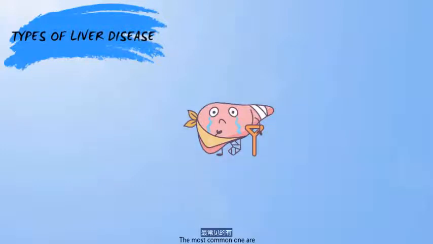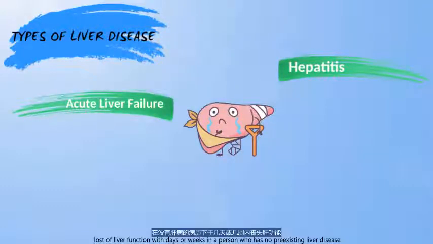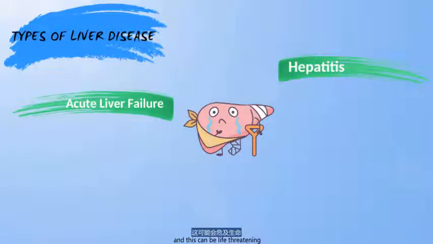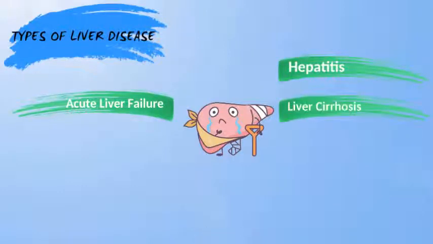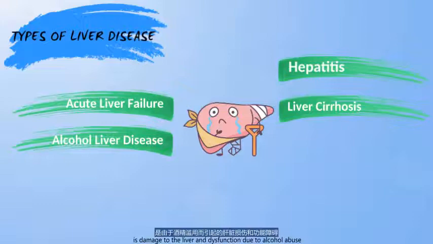The most common ones are hepatitis, inflammation of the liver; acute liver failure, loss of liver function within days or weeks in a person who has no pre-existing liver disease, which can be life-threatening; liver cirrhosis, a late stage of fibrosis or scarring of the liver; and alcoholic liver disease, damage to the liver and its function due to alcohol abuse.